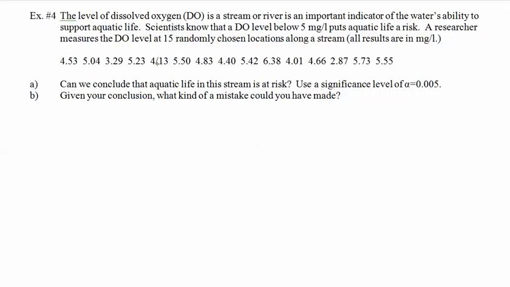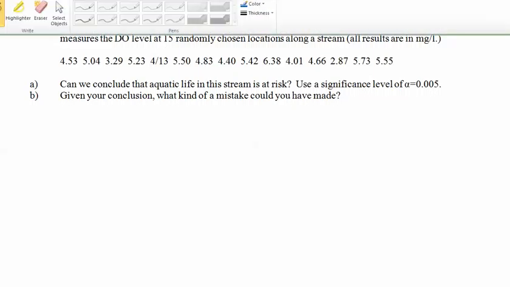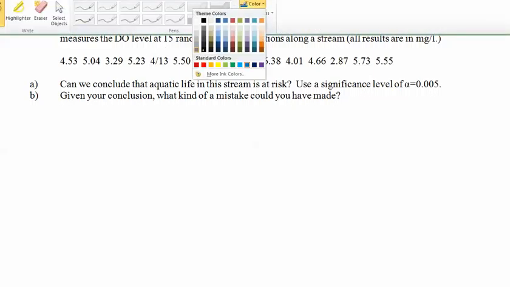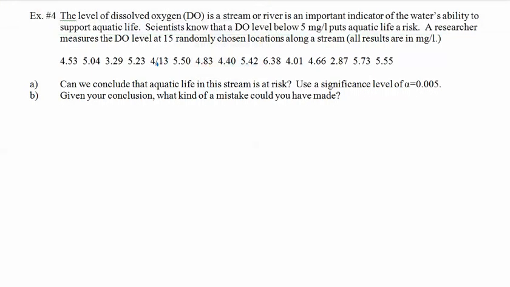This, of course, is 4.13. So two questions. Can we conclude that aquatic life in the stream is at risk using a significance level of alpha equals 0.005? And second question is, given your conclusion, what kind of a mistake could you have made?